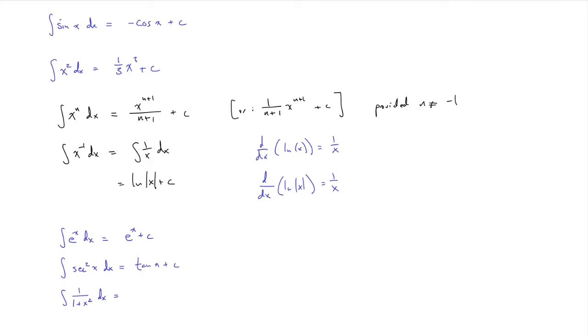The integral of secant squared x with respect to x is the tangent of x plus a constant, because the derivative of the tangent of x is the secant squared x. And hopefully you remembered this last one. It does show up quite a bit. The integral of 1 over 1 plus x squared dx is the arctangent of x plus a constant, once again because the derivative of the arctangent of x is 1 over 1 plus x squared.